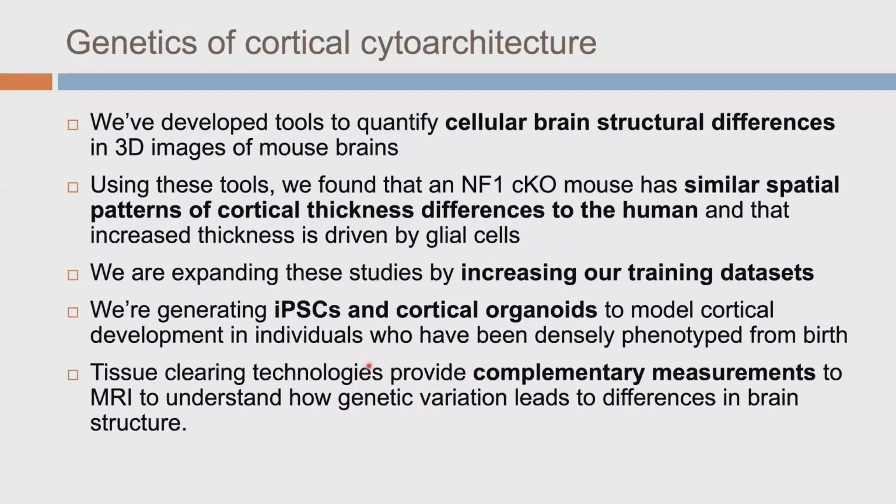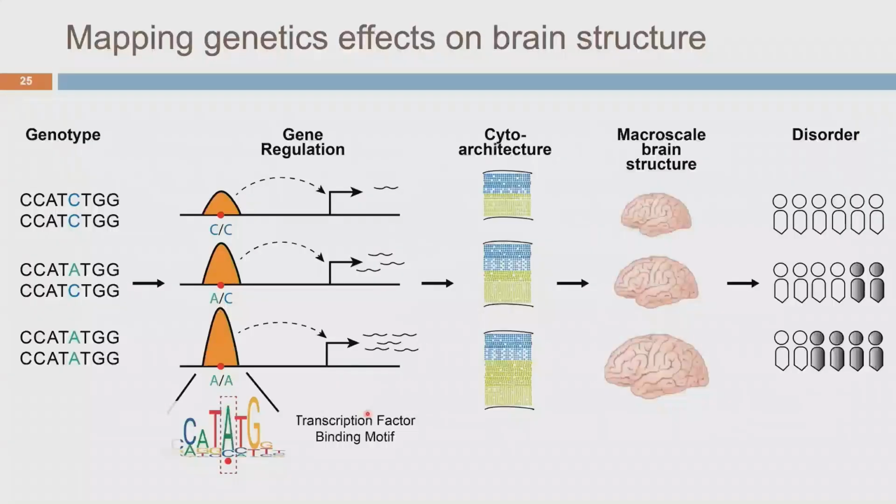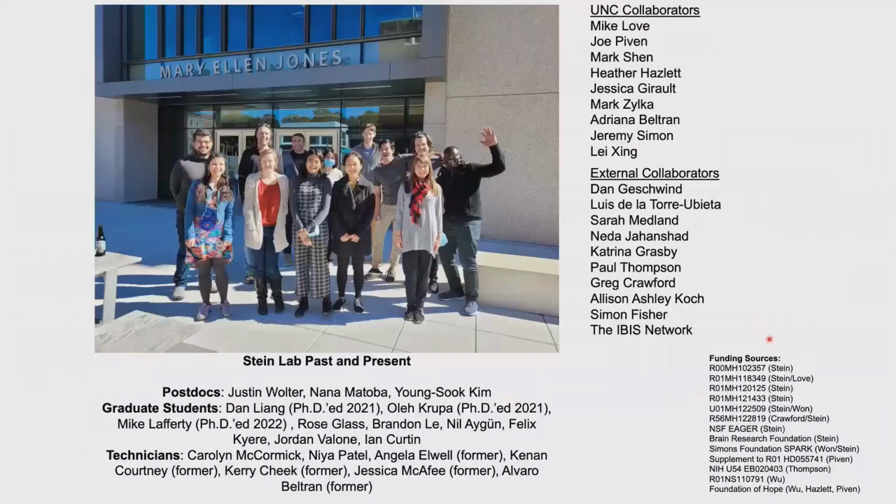Overall, tissue clearing technologies provide complementary measures to MRI to understand how genetic variation leads to differences in brain structure. So we are applying these tissue clearing technologies in multiple model systems to understand how genetic variation leads to risk for complicated neuropsychiatric disorders.